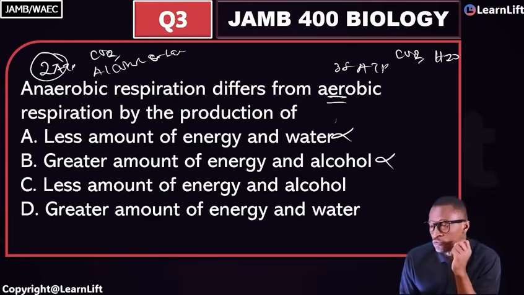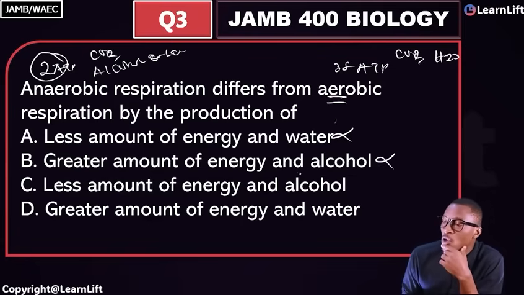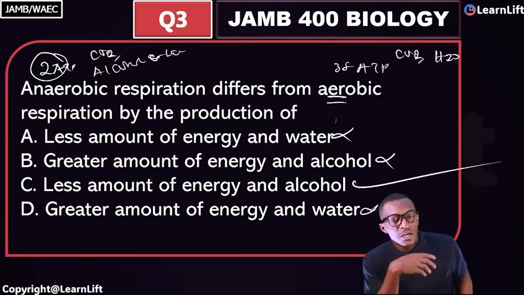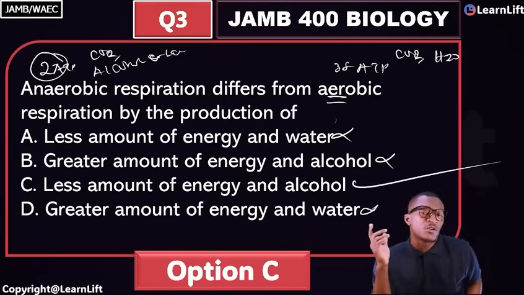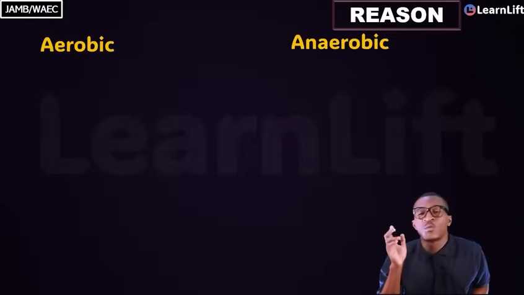So option B is wrong. C says less amount of energy. Yes, anaerobic has 2 ATP and alcohol. Yes, the byproduct of anaerobic is CO2 and alcohol, making this very correct. Let's see option D, greater amount of energy. No, anaerobic has less amount of energy. So this is wrong, making option C the correct answer. Now let me list the differences again, the 6 differences between aerobic and anaerobic.